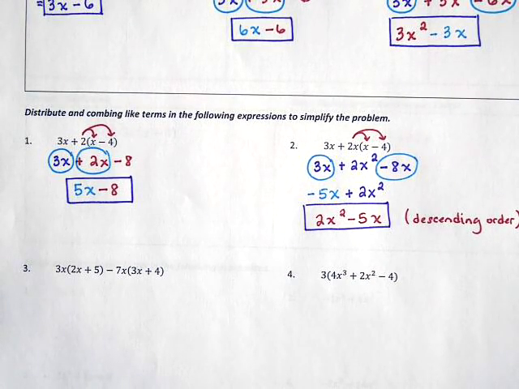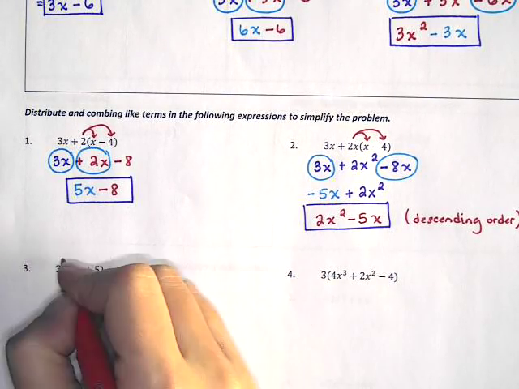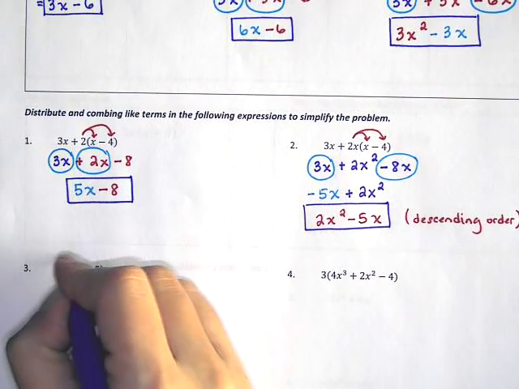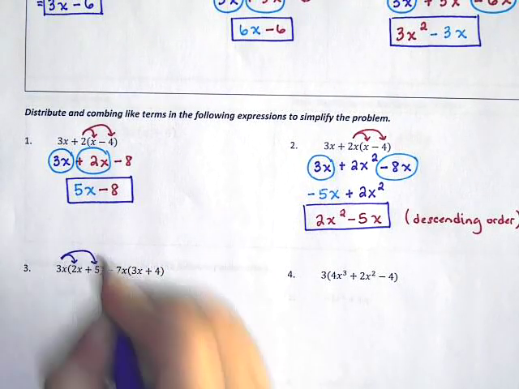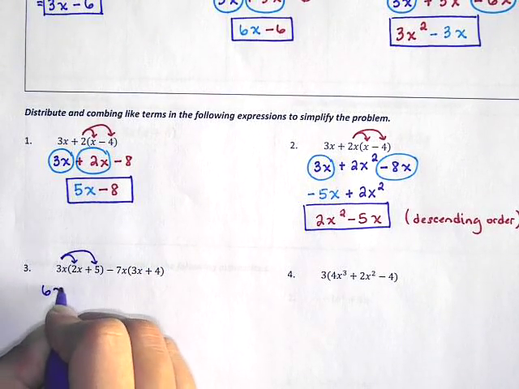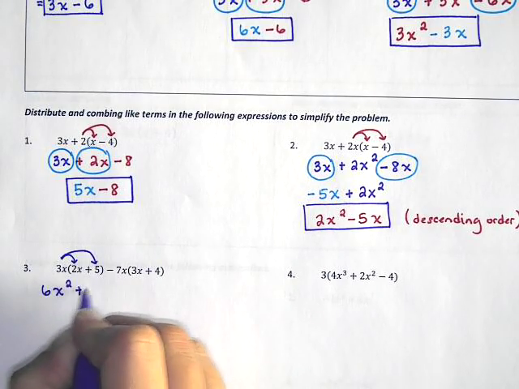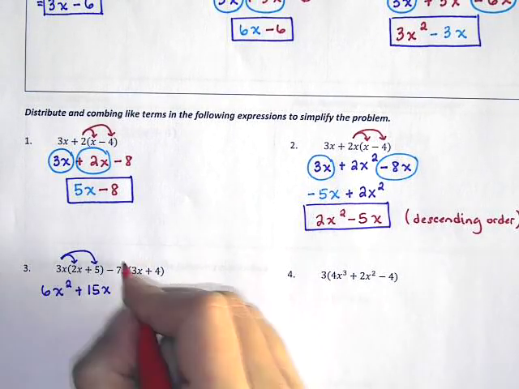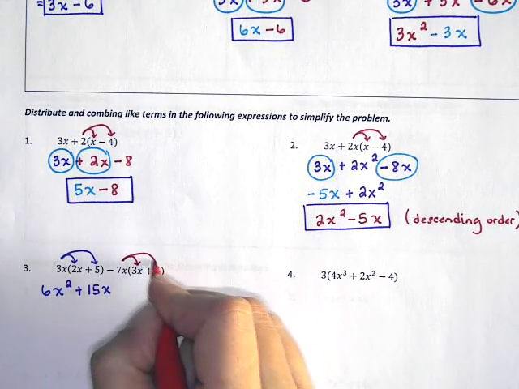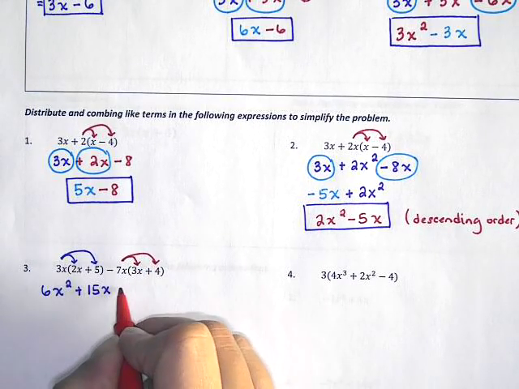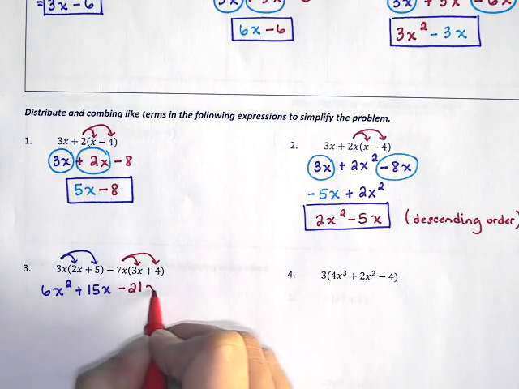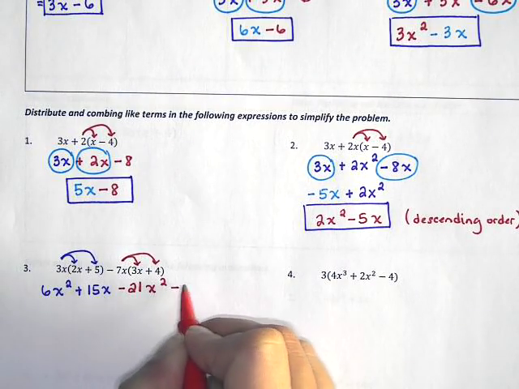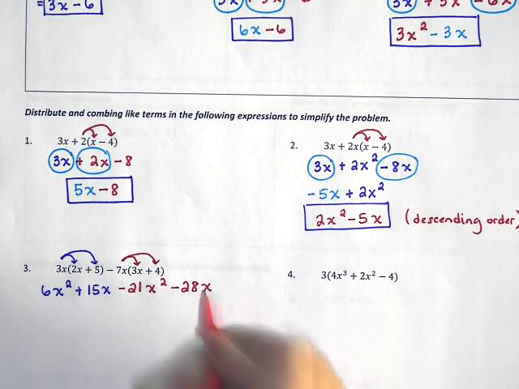Now in number 3, I've got 2 different parentheses with 2 different things that need to get distributed. So let's distribute the 3x first. And when I do that, I get 6x squared plus 15x. And let's distribute the negative 7x next. So negative 7x times 3x is negative 21x squared minus 28x.